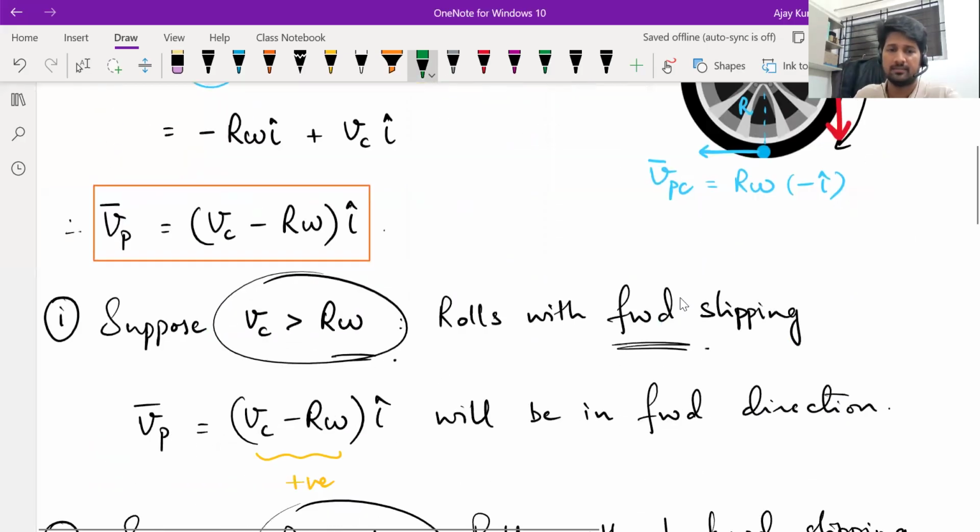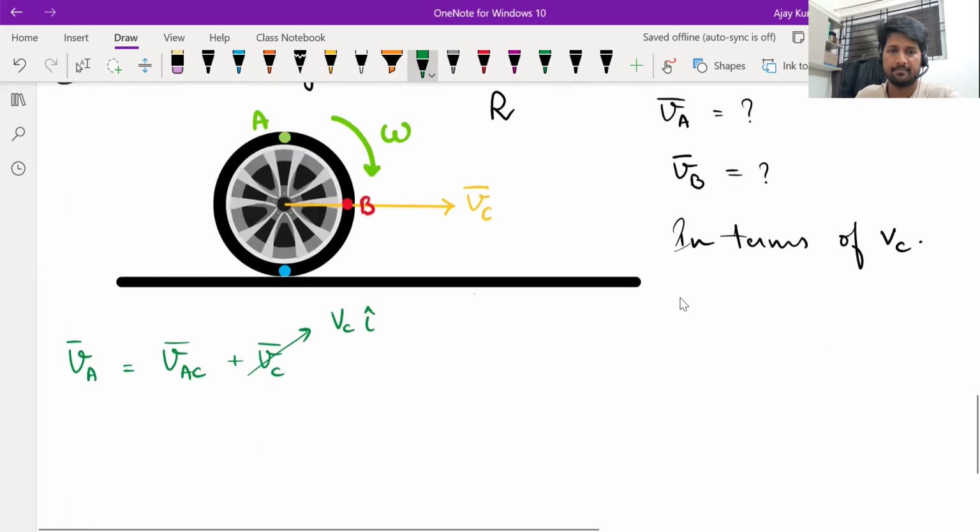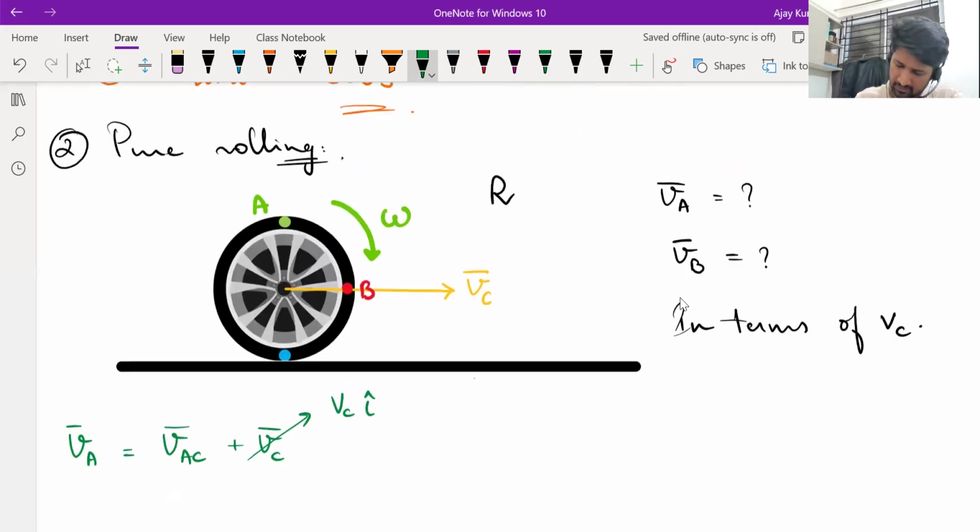Rishi, is this clear? Yes, sir. Why? Where were you stuck? Why were you not able to answer this problem? Sir, I was not able to get that part of it.